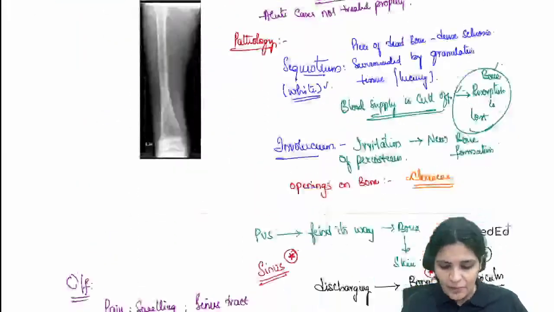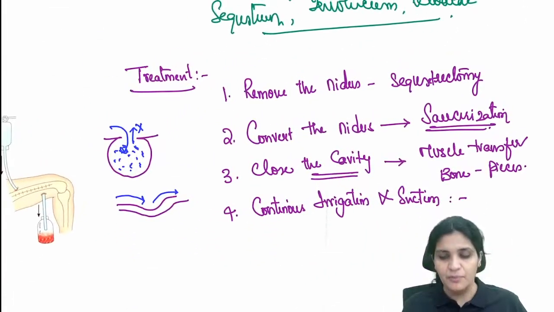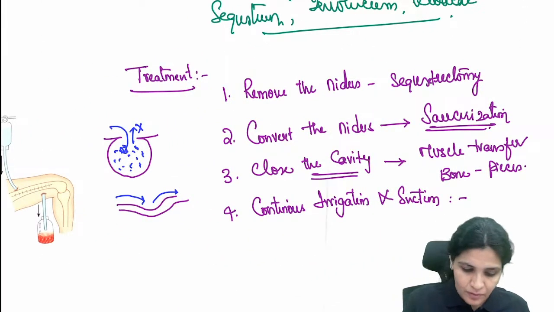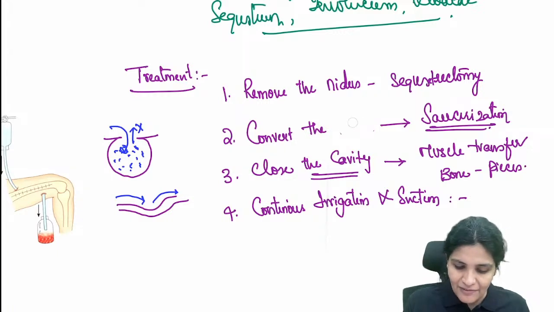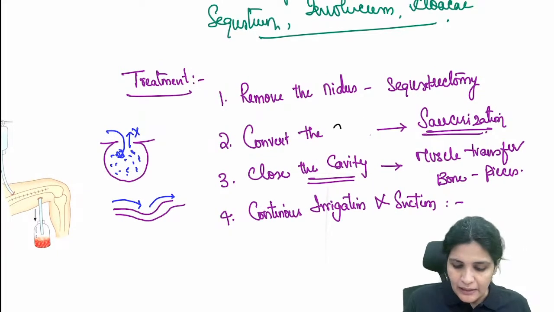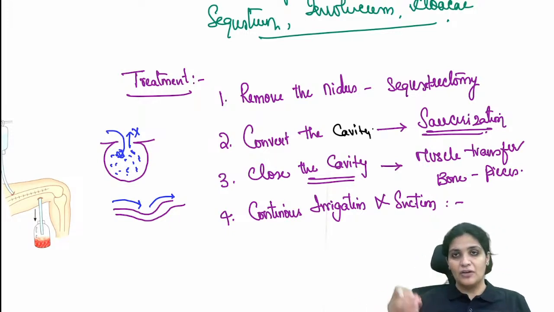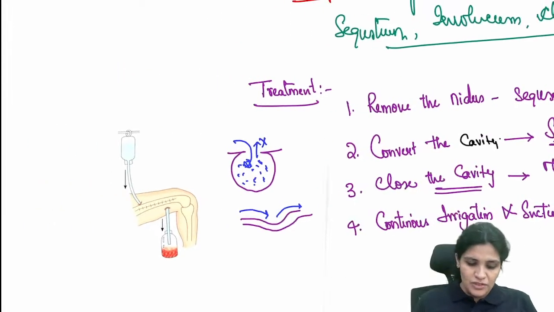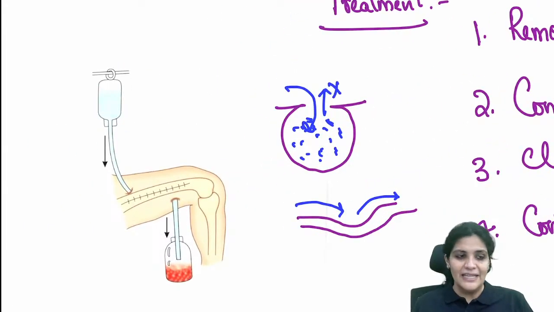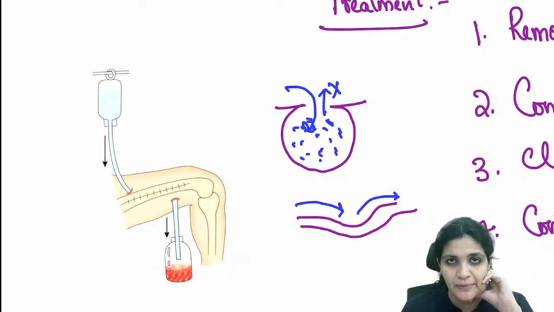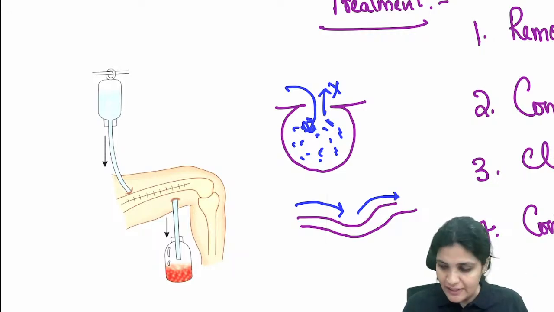And for chronic, there are various procedures. What we do is first remove the nidus, that is sequestrectomy. Then you convert the cavity into a saucer shape, that is your saucerization. And sometimes you can close the cavity with the help of muscle transfer or bone pieces, or you can do continuous irrigation and suction. Okay, that is about the treatment.